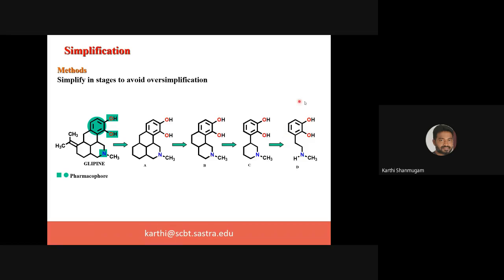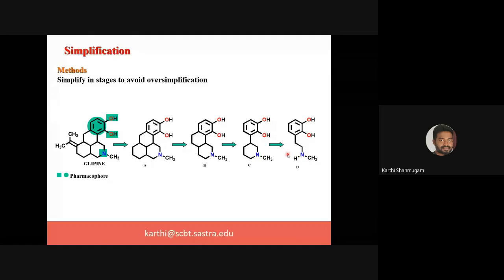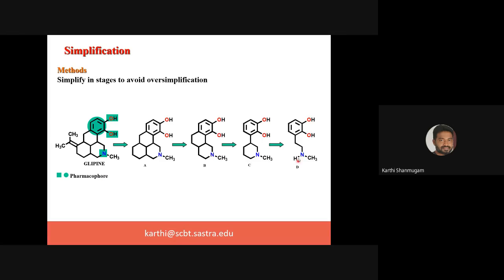The meaning of oversimplification is that the complex structure is too much simplified. So the point is that we should not go for oversimplification. We ensured that we simplified the molecule to some extent, but we did not go for oversimplification, right? So we should not go for D. I'll tell why we should not. Even though the molecule has the same pharmacophore feature as glypine, we should not go for a molecule like D. So this is extreme oversimplification.